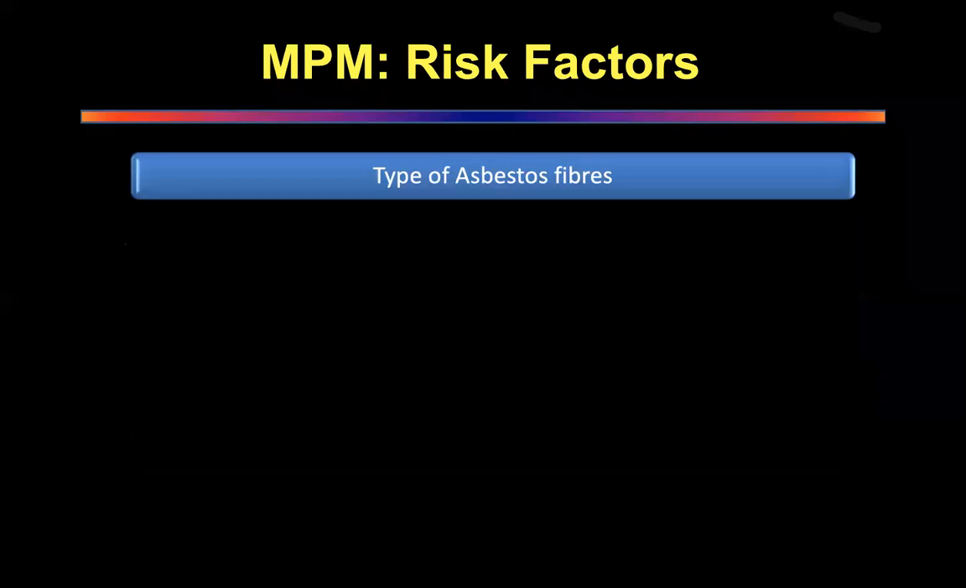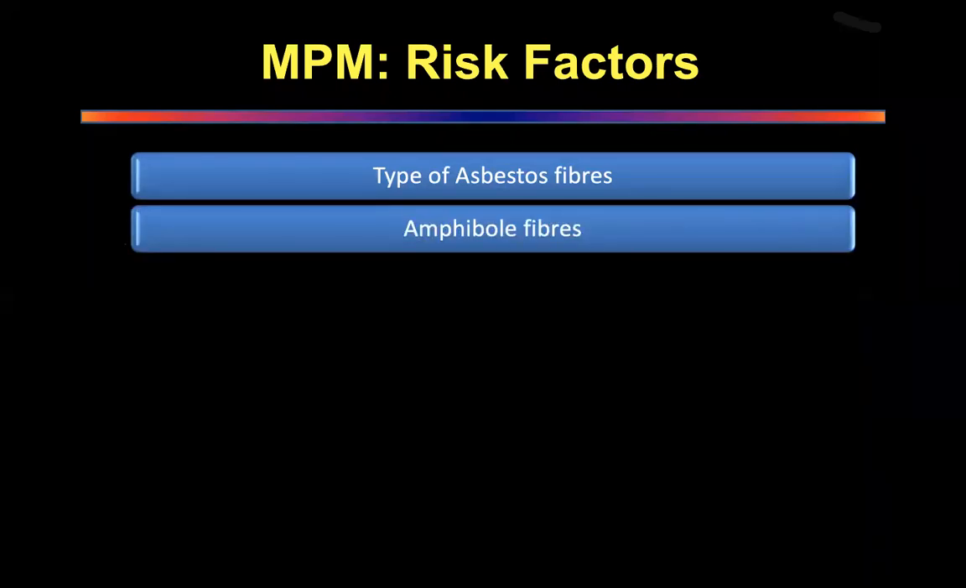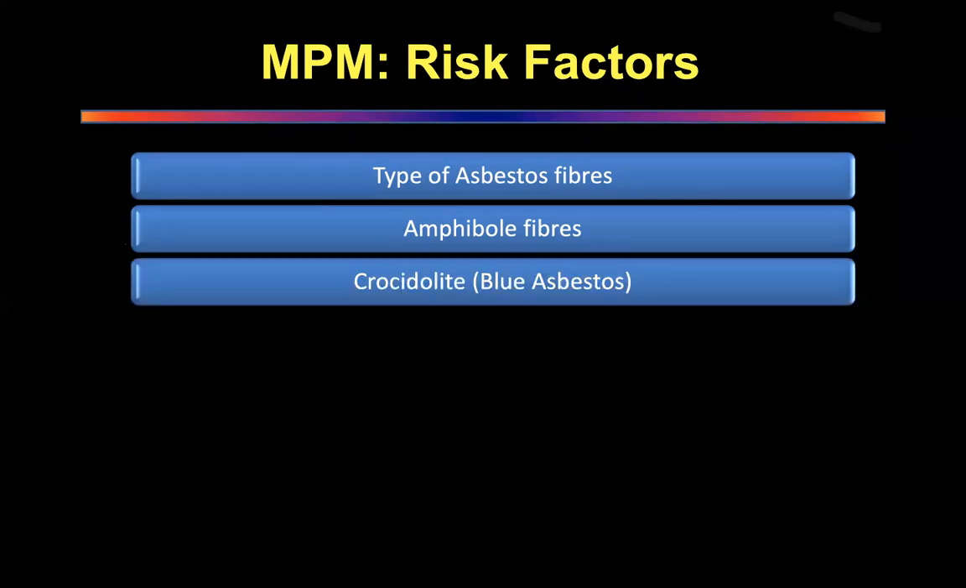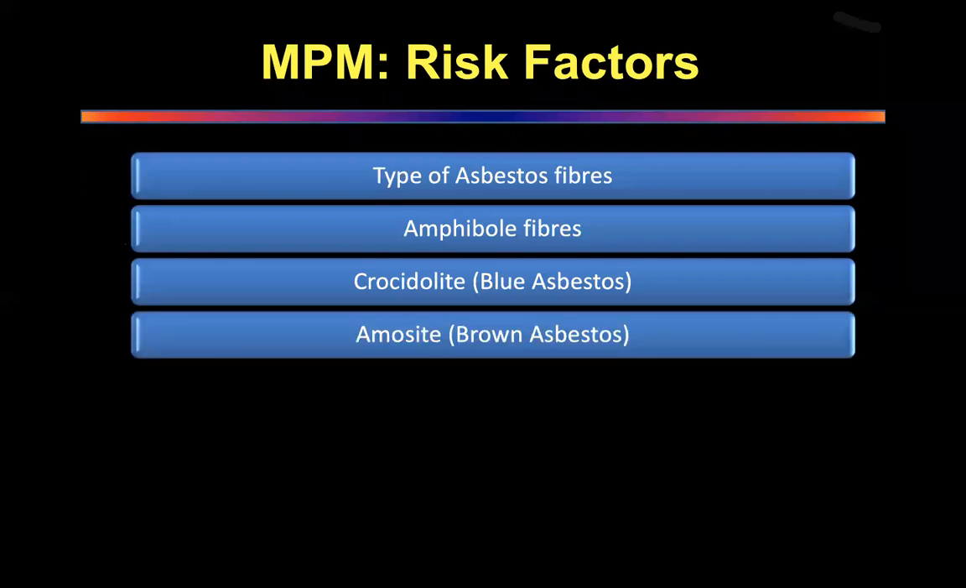So there are various types of asbestos fibers. There is something called amphibole fibers, which are present in blue asbestos. So it's called crocidolite. So this is supposed to be the most carcinogenic. It is the amphibole fiber present within the blue asbestos and the brown asbestos that is the high risk for mesothelioma. So crocidolite or amosite, these are the two names for the two types of asbestos.